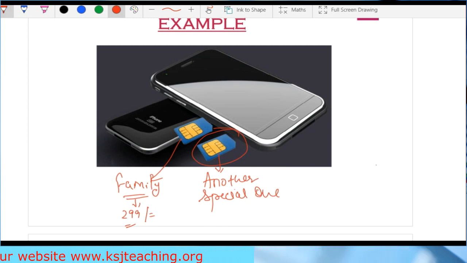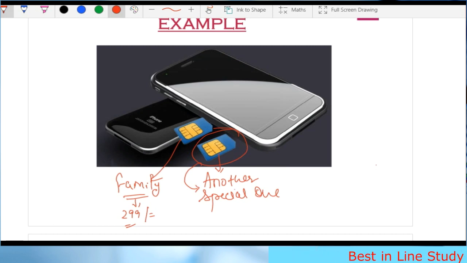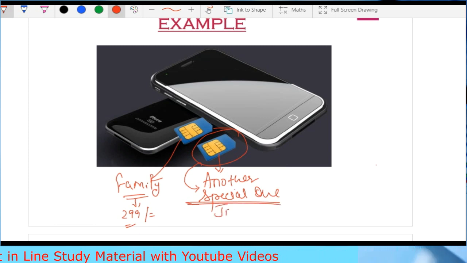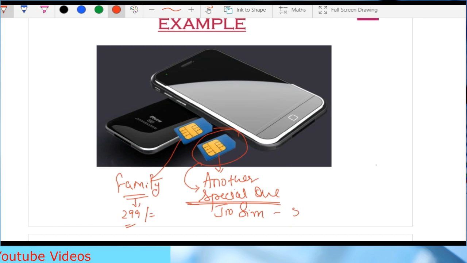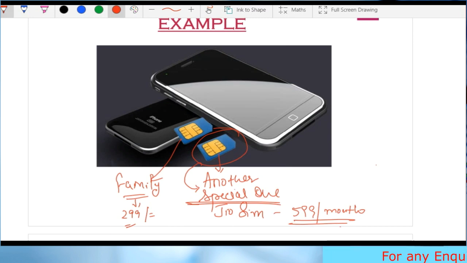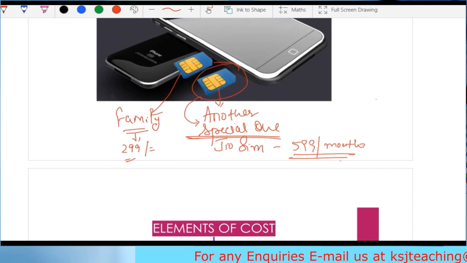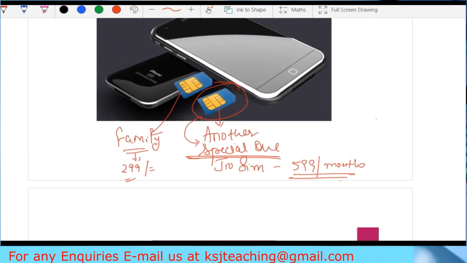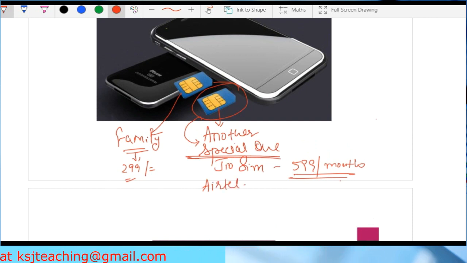So, after a few months, you have another special one. So, again, you need this SIM. Now, this SIM becomes your value added now. From the non-value added, you have moved on to the value added. Now, this is a Geo SIM, you can say, and you recharge it for say $599 per month. Now say one day your friend told you that there is a better plan in another service provider, say in Airtel, where you can have the same plan details at $499 per month.